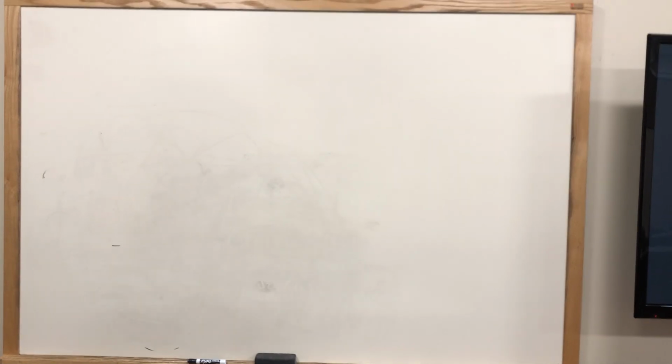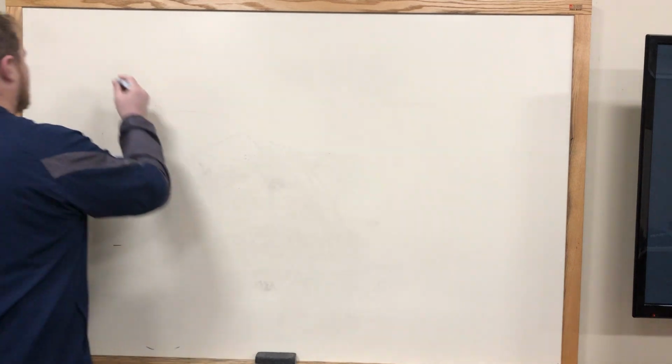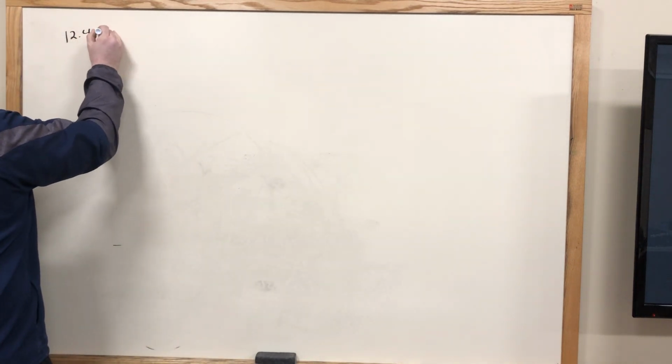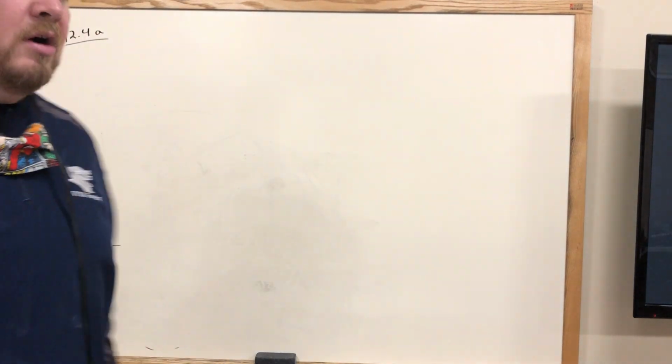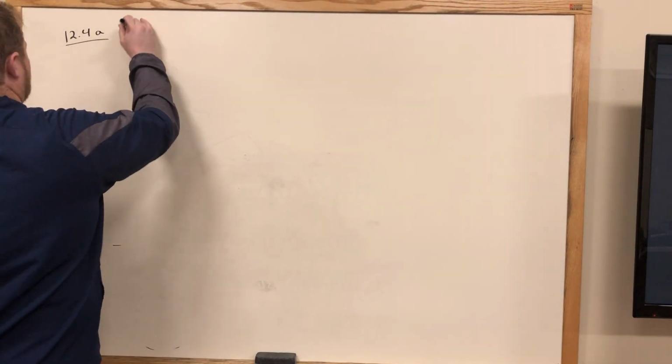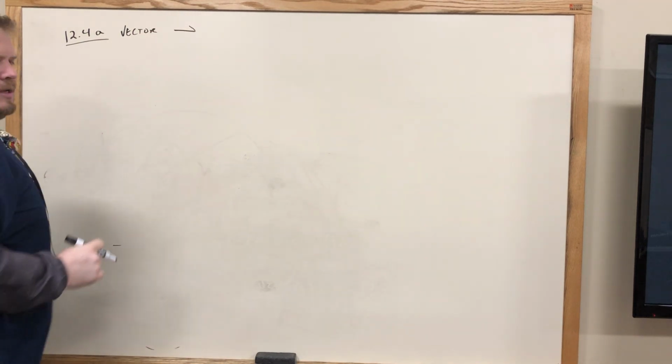All right, geometry 12.4a. We'll put that up in the corner here. And so we'll do that today, which we're going to talk about vectors. So we talked about vectors. We know what the symbol looks like. The symbol looks like that.